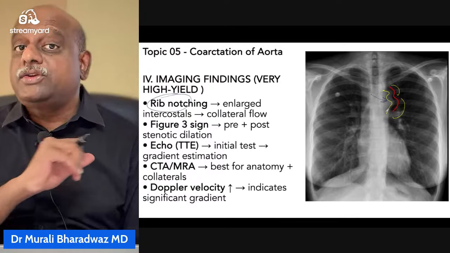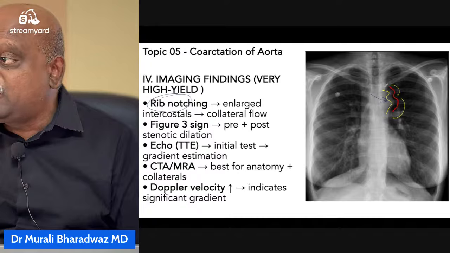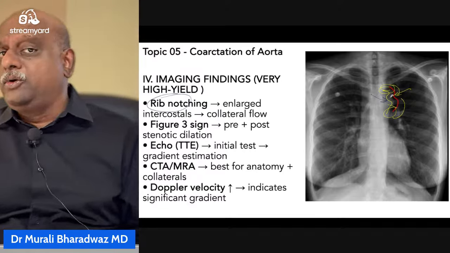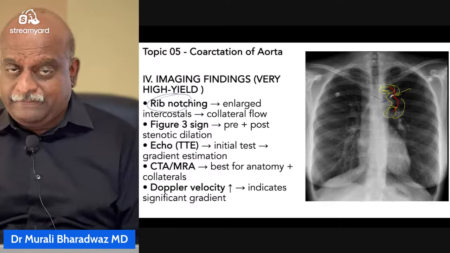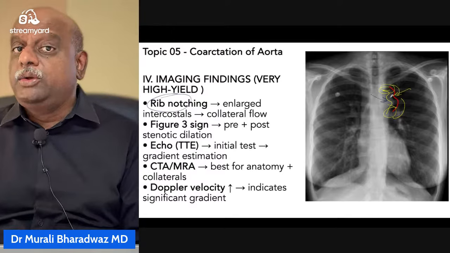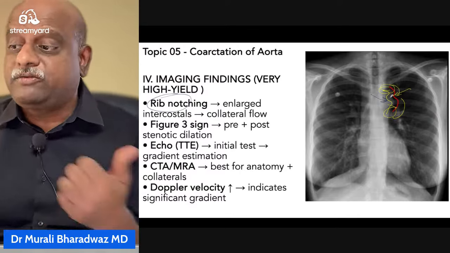We do the transthoracic echo, which will estimate the gradient across the coarctation, which will help you to take a decision when to do surgery. We do CT angiography, MR angiography. You can be able to know and delineate the collaterals, and it is best for anatomy.